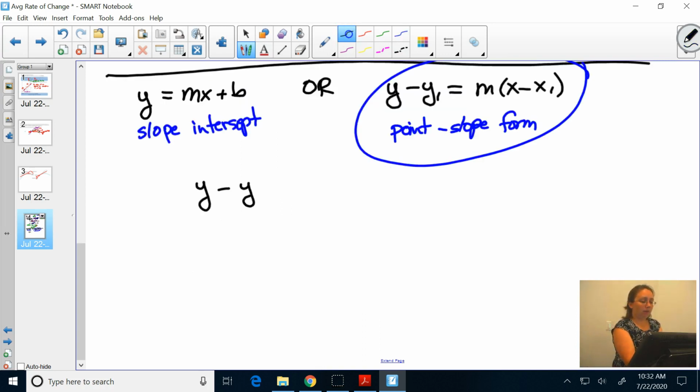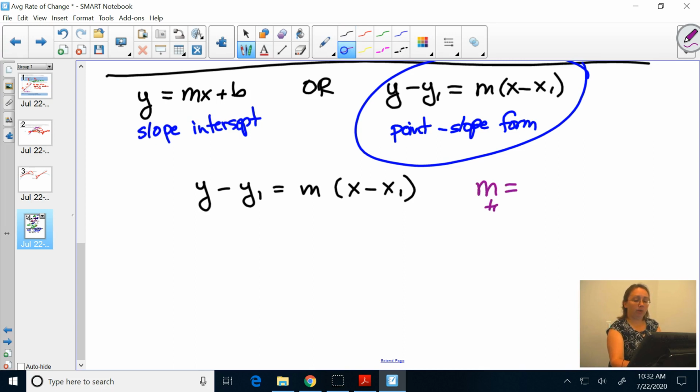So y minus y1 equals m times x minus x1. To use this formula, you need two things. Your slope, in this case, we're doing a tangent line. Remember, our slope was -4. And we need a point. Well, they gave us a point that we want our tangent line at. The point was -2, 4. That's everything you need. So remember, -2, 4, that's going to be your x1 and your y1 in the formula.